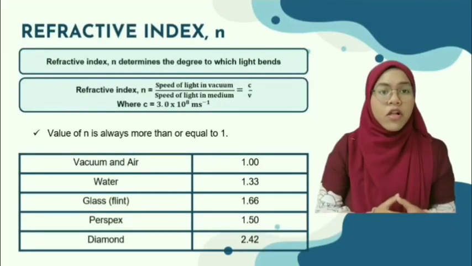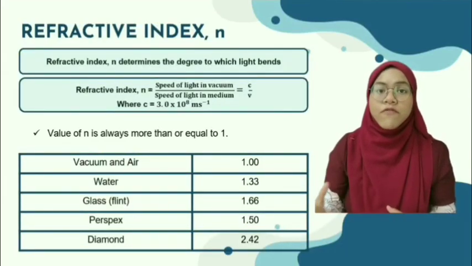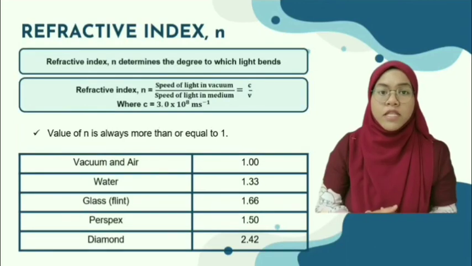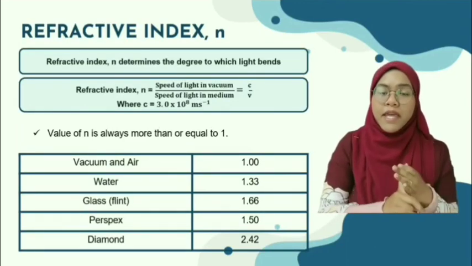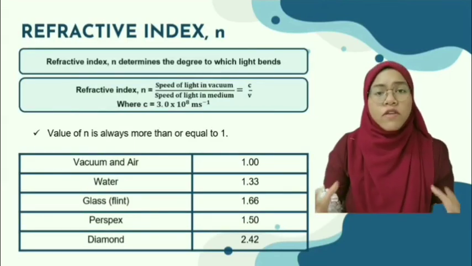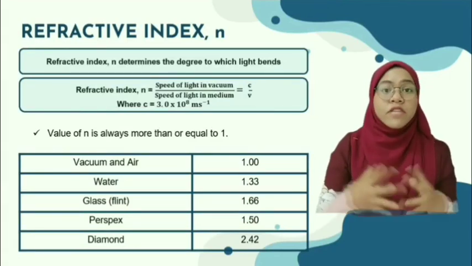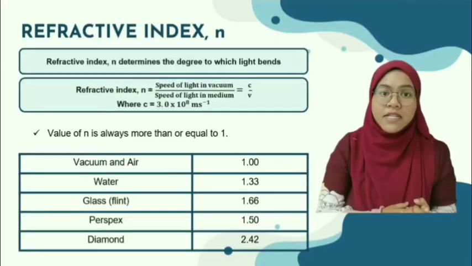Here is the table of comparison between the refractive index of different materials such as air, water, glass, perspex, and diamond. It is obvious that different materials have different refractive indexes.